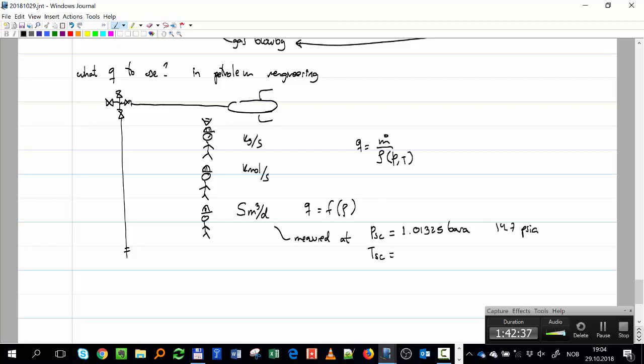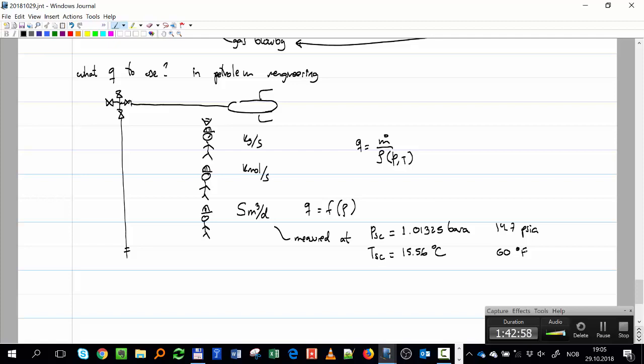PSIA, and T standard condition is 15.56, or 60 Fahrenheit. Okay. Be careful, they change sometimes from country to country. In Brazil, for example, they use 20 degrees Celsius. Not sure why.